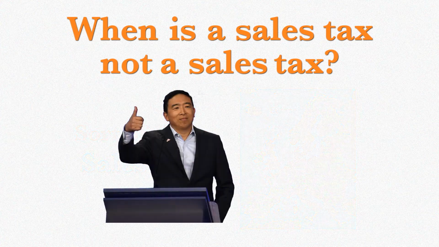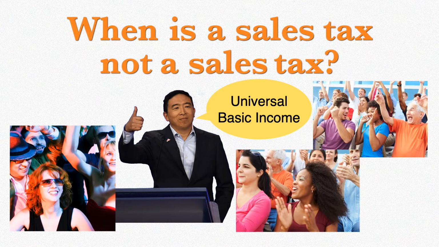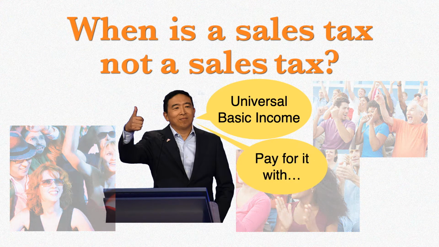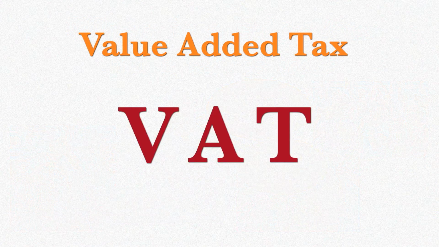When Andrew Yang announced his run for president in 2019, his number one policy goal was a universal basic income. It proved to be quite popular. But few people noticed that the major source of revenue for this proposal was that same not-quite sales tax. This tax is generally known as a value-added tax, or VAT.